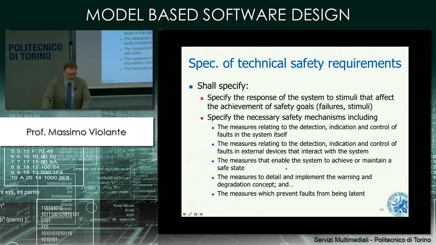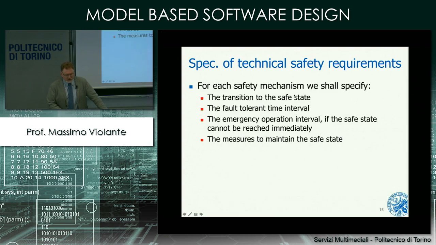And this is something that must be specified here. Then I have to specify which are the measures, which are the mechanisms that I want to use to transition into the safe state and to maintain the safe state. This mechanism shall specify the transition to the safe state and all the timing associated with this transition. So this means that here we are defining the architecture of our system. We are specifying the implementations that we want to do for the functional safety concepts, including the timing aspects.